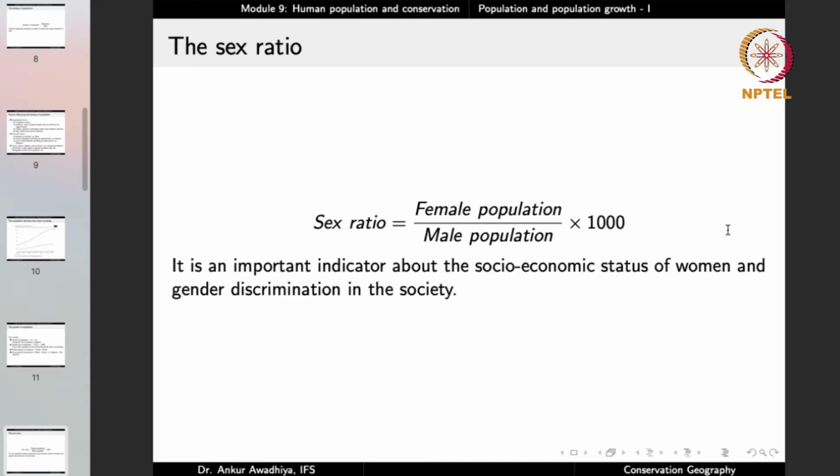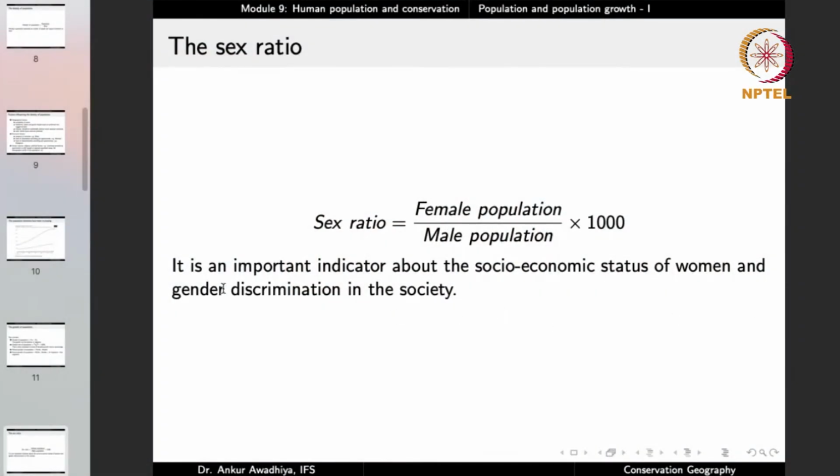That is, if we say that the sex ratio in, say, a particular state is 980, it would mean that for every 1000 males, we have only 980 females. On the other hand, if the sex ratio in a certain state is, say, 1030, then it would mean that for every 1000 males, we have 1030 females. So the sex ratio tries to define what is the ratio of females to males in a particular population. And this is an important indicator about the socioeconomic status of women and the gender discrimination in the society.